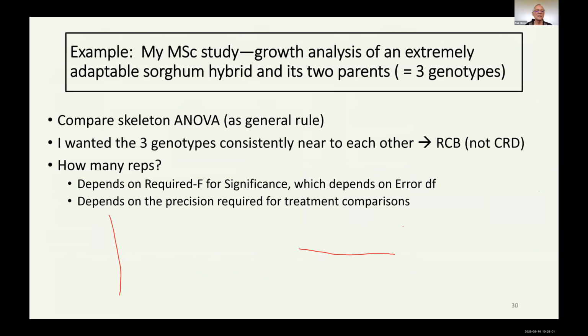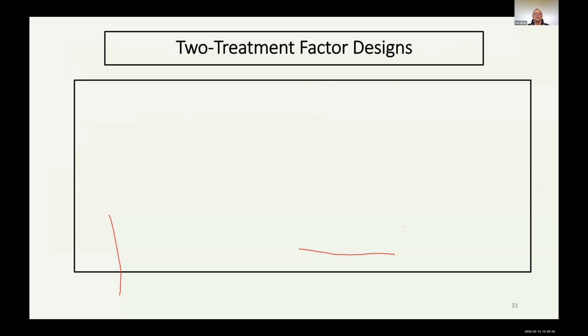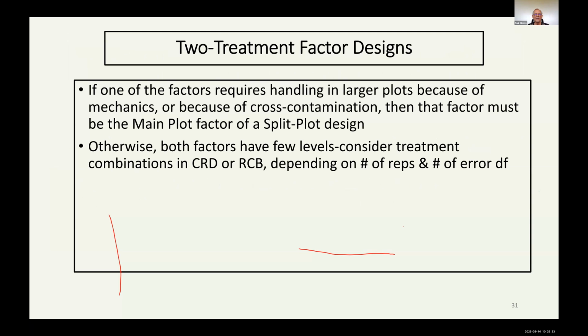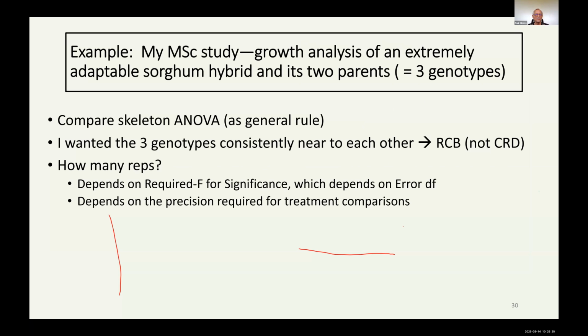My MSc study, I wanted the 3 genotypes near each other, so that implied an RCB. How many reps? It depends on required F and the precision of treatment comparisons. But my result was, I decided to use 10 reps, and the result was very good.